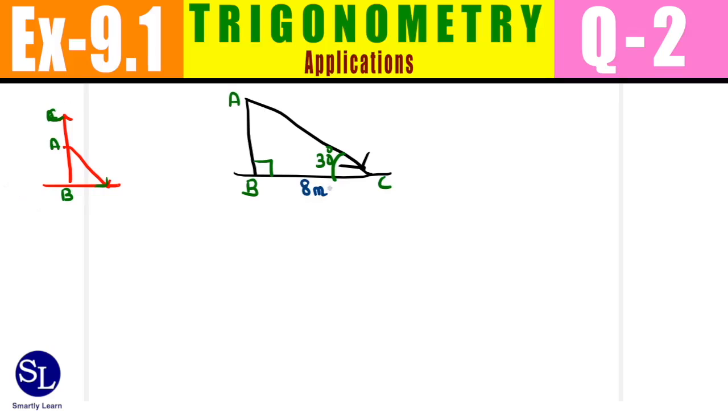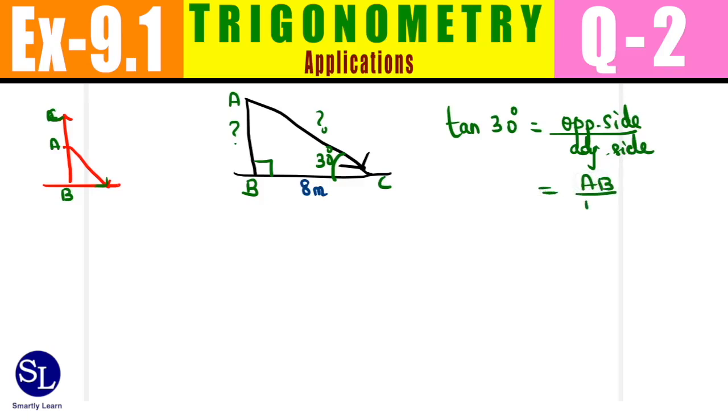Now let's try to solve the sum. So we need to find out both AC as well as AB. Since BC is given, let's start with tan 30 degrees. Tan 30 is opposite side by adjacent side. That's the definition for tan theta. So I'm writing it here. In this case, it's AB by BC. Tan 30 is 1 by root 3.